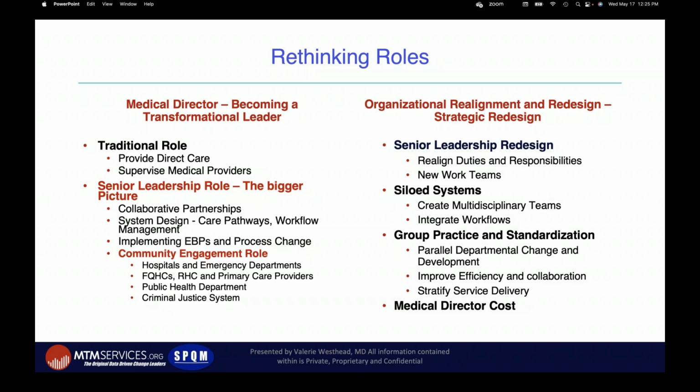It's truly the best way of addressing the siloed systems that exist within our organizations, and it leads to that true integration of client experience, because we become aligned, because we are working as a multidisciplinary team. Again, group practice, you're going to hear me say it again, it's about that parallel development of change and growth, and that is how we can improve efficiencies the best way throughout the system.